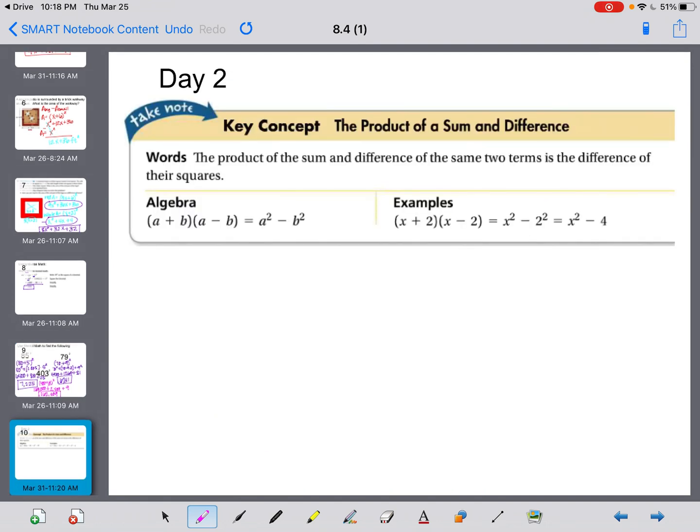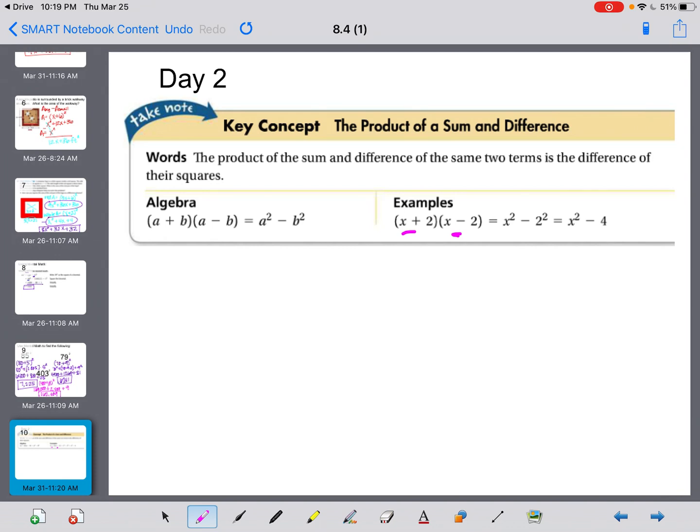Okay, and the last new thing that we're going to work on is the product of a sum and a difference. So this time it looks similar, but they can't put the binomial to the second power because they're a little bit different. One of them has a plus, one of them has a minus. So when I'm finding the product of a sum and a difference, the same two terms is the difference of their squares. Okay, so that means I'm going to square each one of them and put a minus.